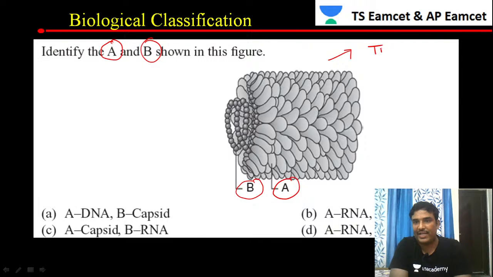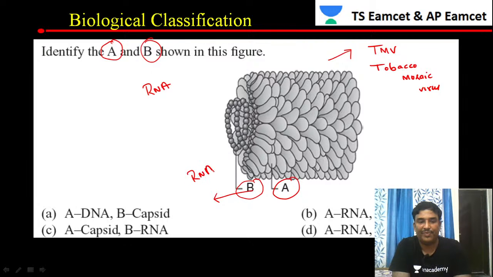This is the TMV virus. The full form of TMV is tobacco mosaic virus. In this virus, the genetic material is made up of RNA, so B represents the RNA. And this virus has units called capsomeres, so A is the capsid and B is RNA. So option C will be the answer.